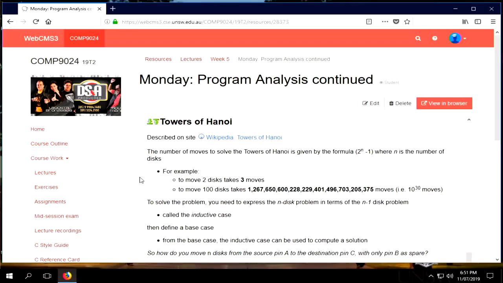Just to bore you possibly to death, let's have a quick look at Towers of Hanoi.